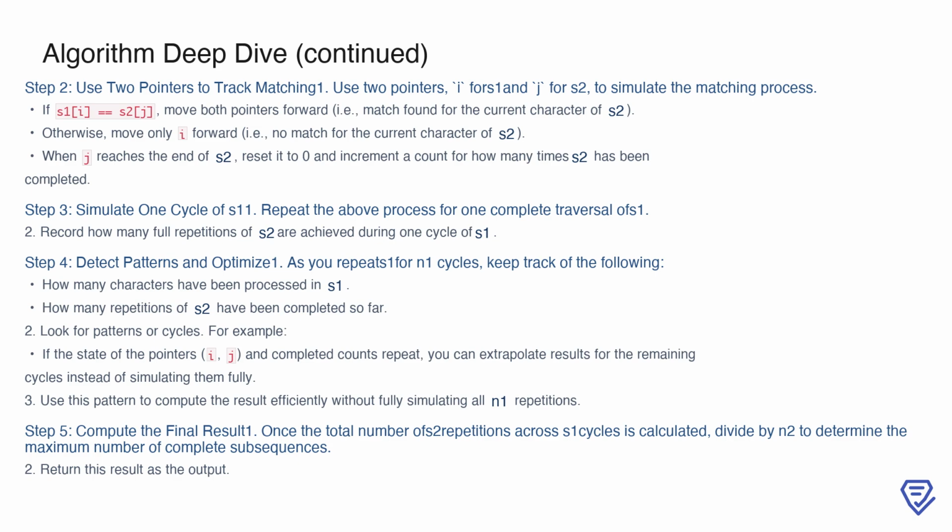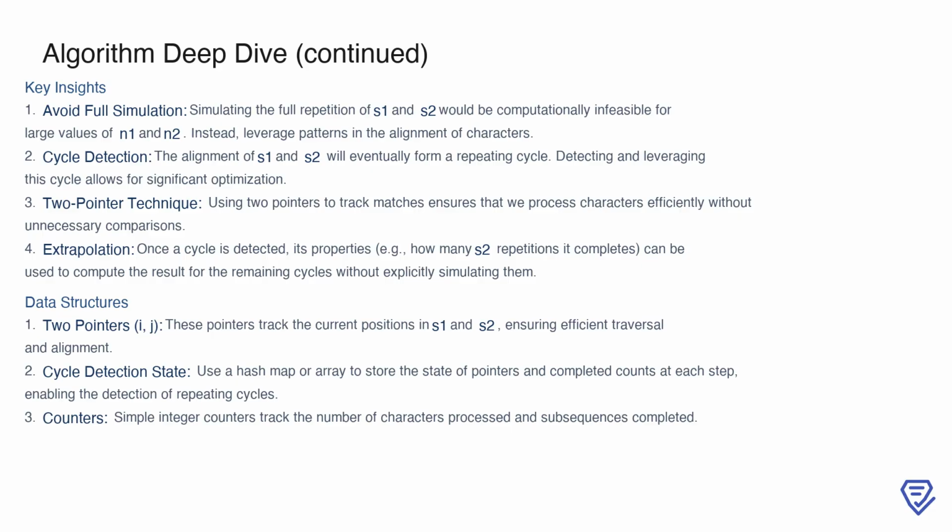As we simulate S1 for N1 cycles, we also monitor the positions of the pointers and the completed counts. If patterns or cycles are detected, such as repeating pointer states, we can use this information to optimize the computation by extrapolating results for the remaining cycles, rather than simulating them all. The key insight here is to avoid fully simulating the repeated concatenation of S1 and S2, as it would be computationally expensive for large values of N1 and N2. Instead, we rely on detecting patterns in how characters align across cycles.